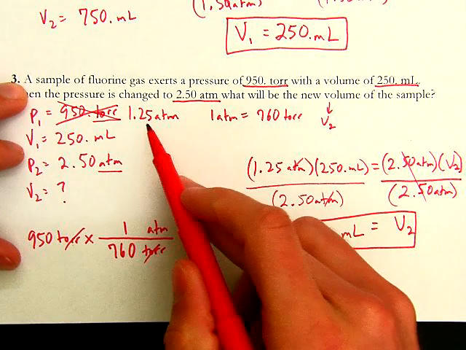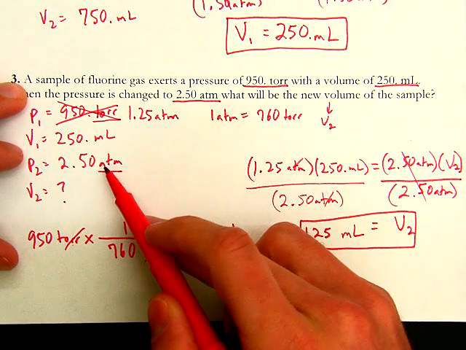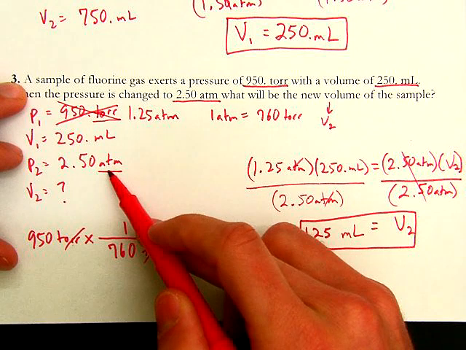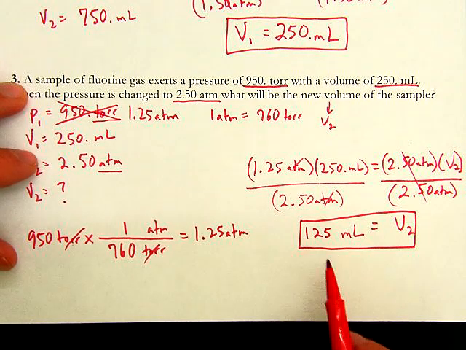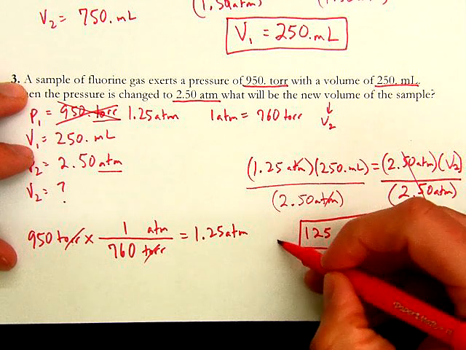Again, our pressure goes from 1.25 to 2.5, so that means our pressure doubles. So our volume should be split in half, and it goes from 250 to 125. Our answer makes sense.